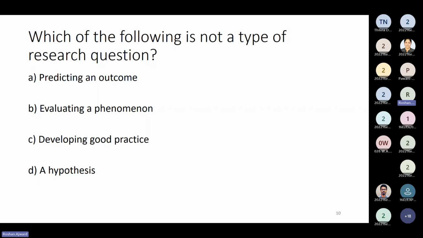Yes, the majority are correct. The answer is D. A hypothesis is not a research question. Not a type of research question. Predicting an outcome, evaluating a phenomenon, developing a good practice, empowering. Likewise, there are other types which are types of research questions, but we did not see a hypothesis as a type of research question. It's something else. A hypothesis is a testable assumption.